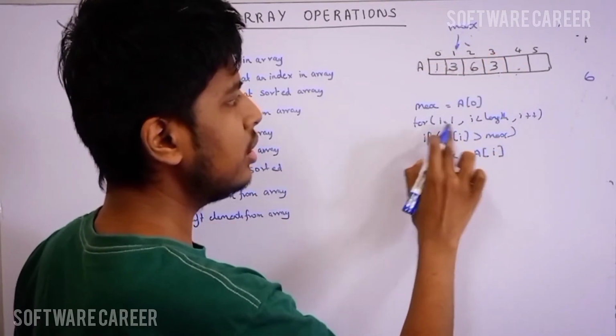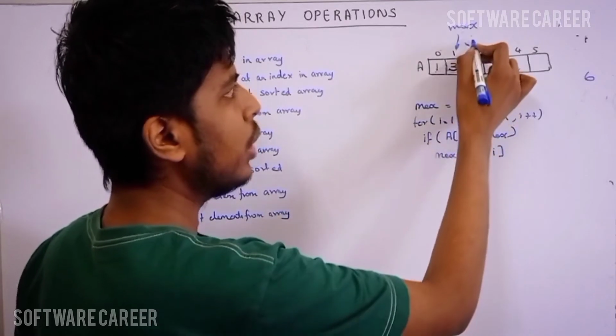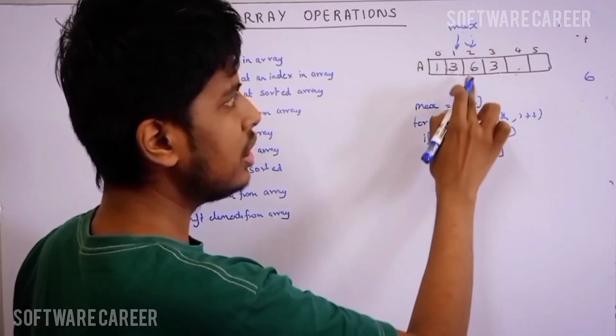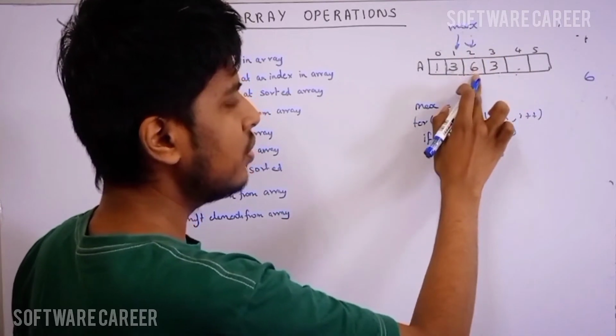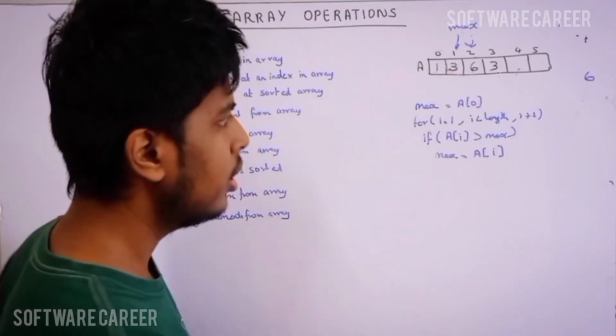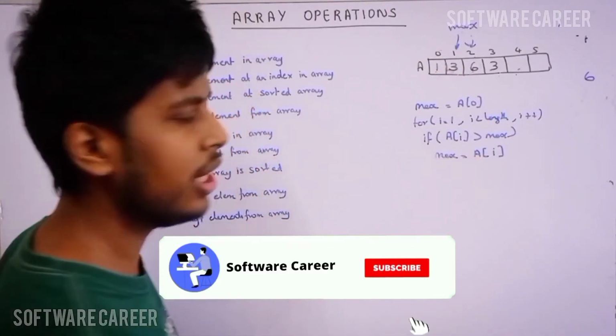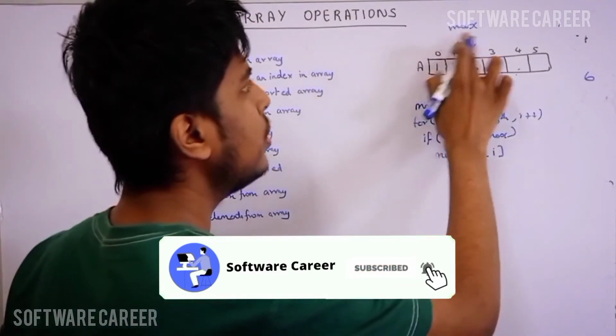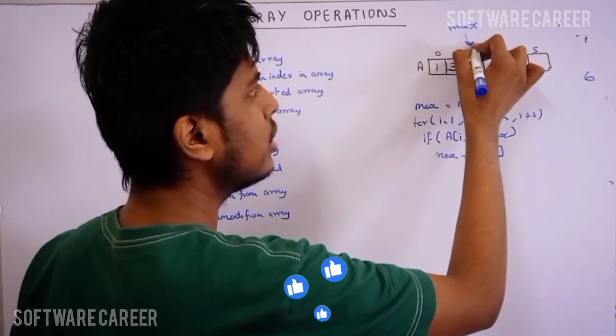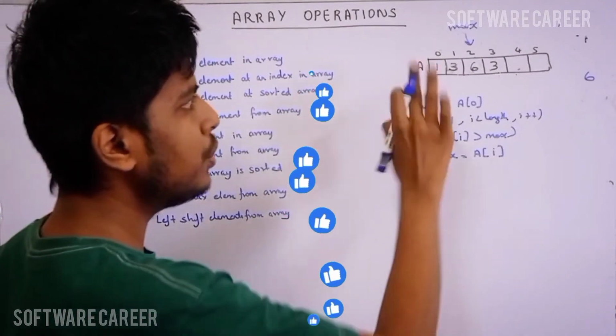Now I will again be increased by 1. Now I will point here. Now it will check whether A of I, that is 6, is greater than 3. Yeah, 6 is greater than 3. So I will change maximum equals to A of I. Like that, now maximum will point towards 6. Now I have found the maximum.